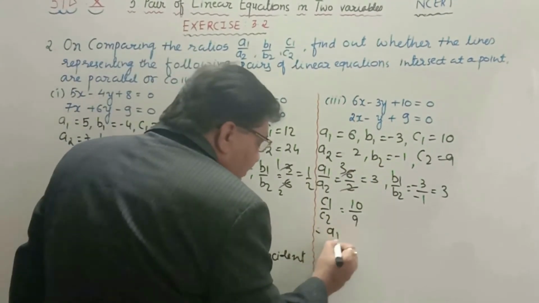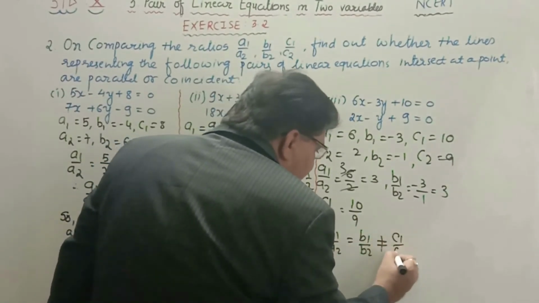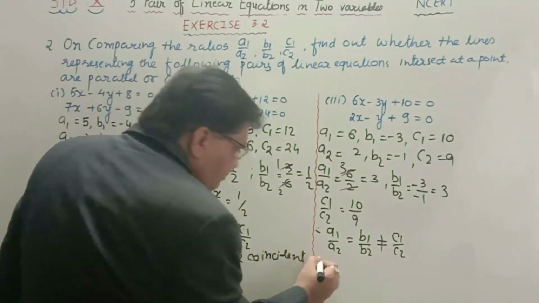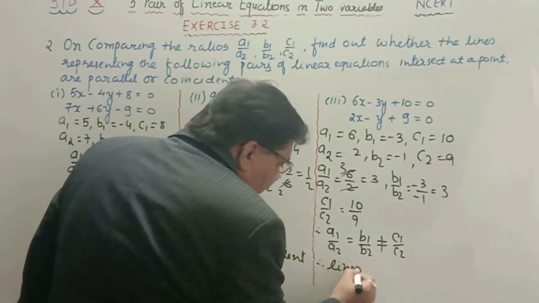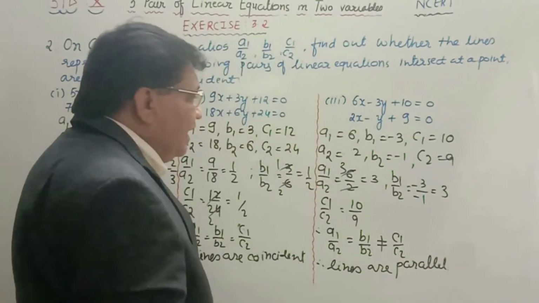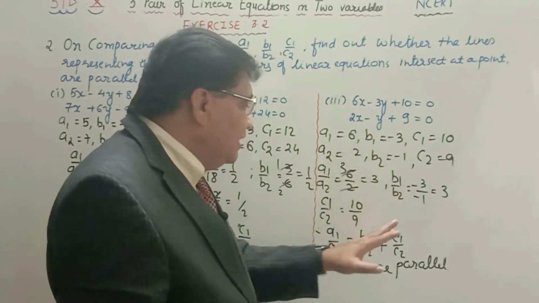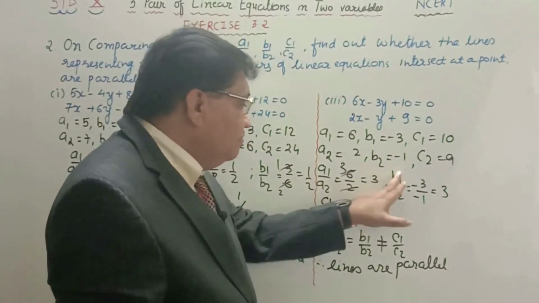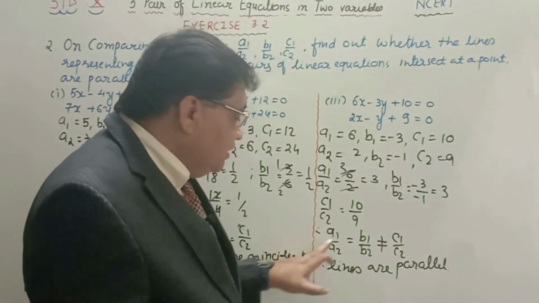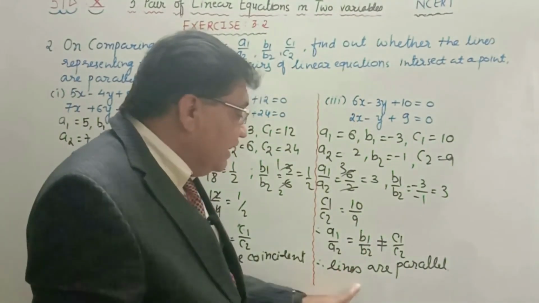Therefore here we write A1 by A2 equals to B1 by B2 is not equal to C1 by C2. Means lines are parallel. Therefore lines are parallel. तो हमने यहाँ पे भी रेशियो लिया A1 B1 C1, A2 B2 C2 की वैल्यू लेके रेशियो लिया A1 by A2 3, B1 by B2 3 एंड C1 by C2 10 by 9 है. तो यहाँ पे A1 by A2 इक्वल्स टू B1 by B2 होता है, इज नॉट इक्वल टू C1 by C2, मीन्स लाइन्स आर पैरेलल.